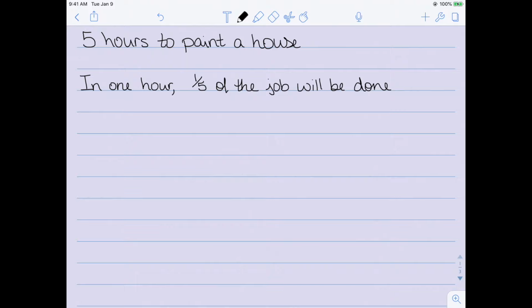So the idea being that if it takes someone a certain number of hours to complete a job, then in 1 hour they've completed part of that job. In particular, if it takes them t hours, then they'll complete 1 over t of that job. So this is the idea that we're going to need for these problems.